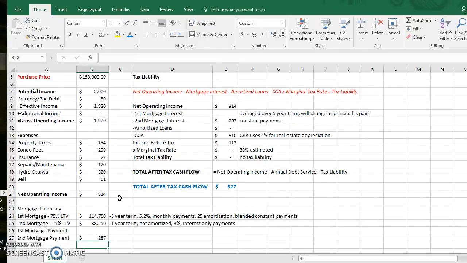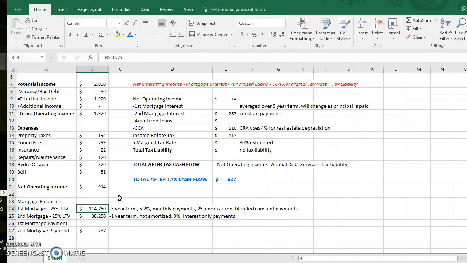From there, we need to calculate our mortgage financing, and I'll show you why later. This is a property I'm trying to purchase with zero down, so essentially financing 100% of the purchase price. My bank has quoted me the following for the first mortgage. This is a 75% loan to value. The equation up front is B5, which is the purchase price, times 75%. That is $114,750, and here are all the terms.